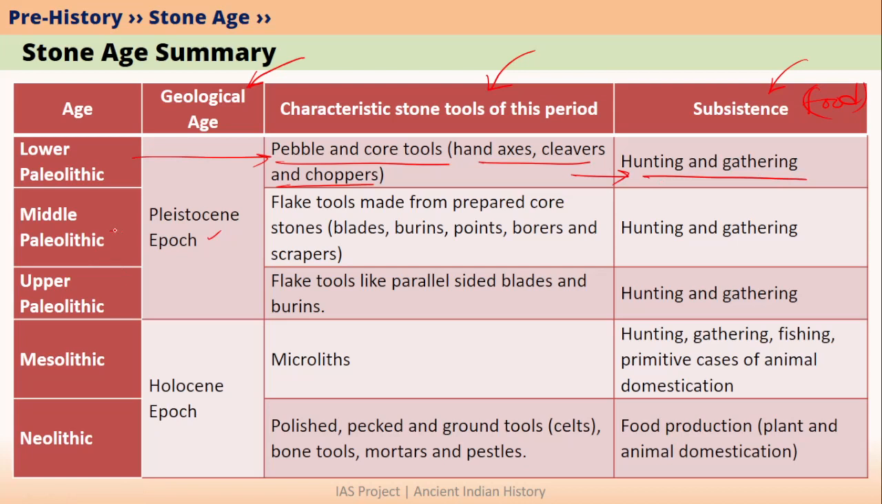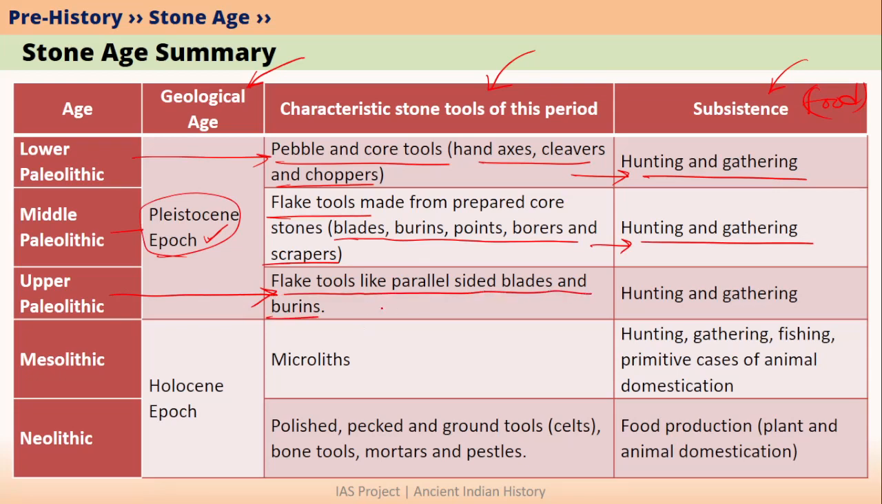If we talk about Middle Paleolithic Age people, the Middle Paleolithic Age also belonged to the Pleistocene epoch. But these people used flake tools which were made from prepared stone cores. Stone tools of these people were blades, burins, points, borers and scrapers. These people also depended on hunting and gathering for their food. If we talk about the Upper Paleolithic Age, people made flake tools like parallel sided blades and burins. Along with flake tools, they also used flint stone to make their tools. They also depended on hunting and gathering for their food.